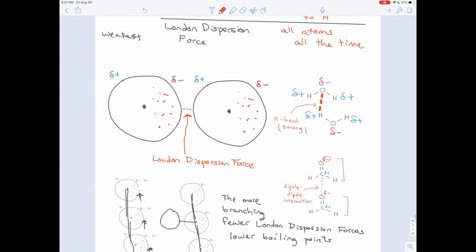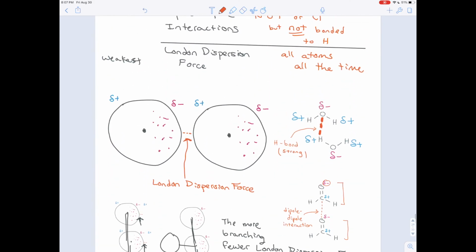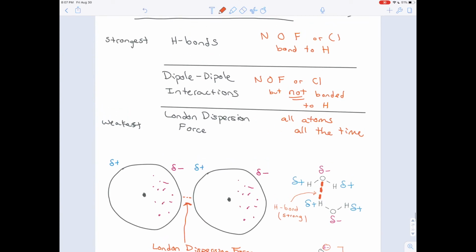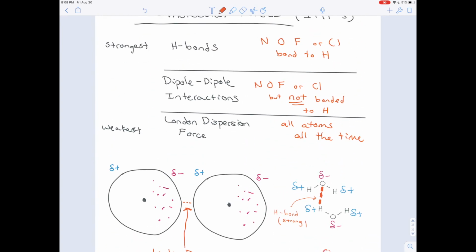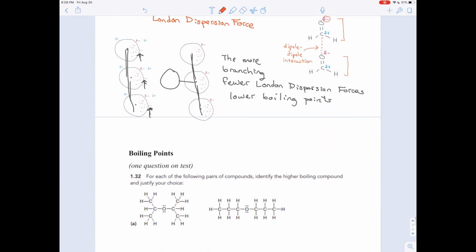The only difference will be how well molecules line up. Molecules with more atoms will have more atoms to line up, so you'll get more London dispersion forces, and molecules with fewer branches line up better, and you get more London dispersion forces.